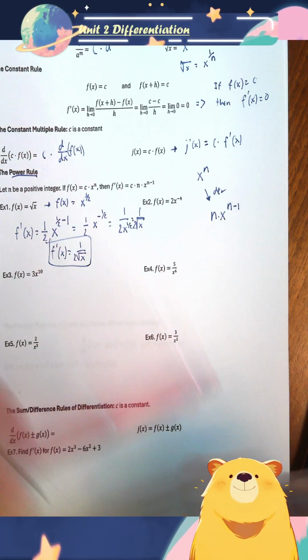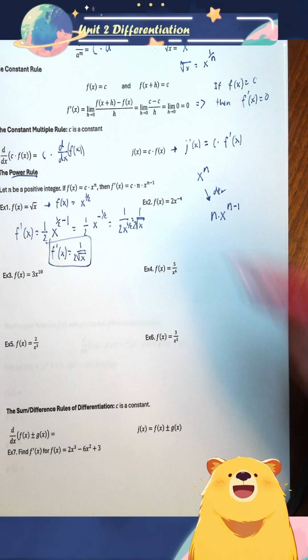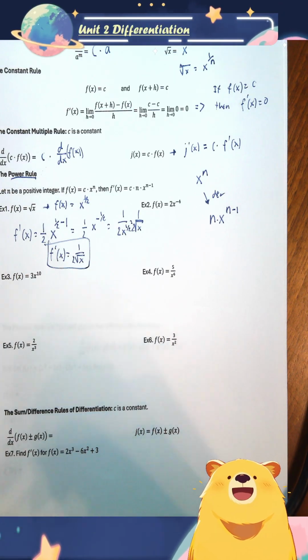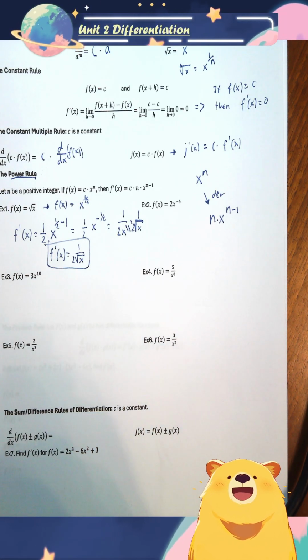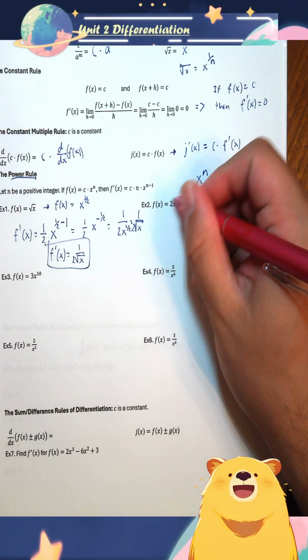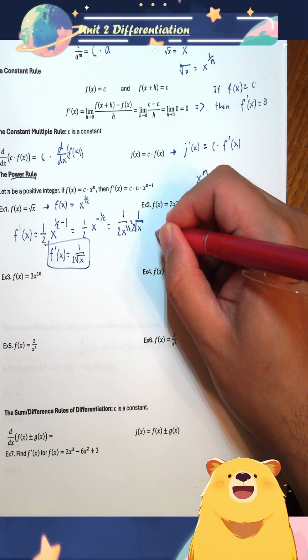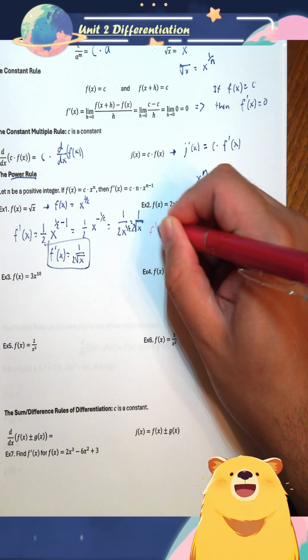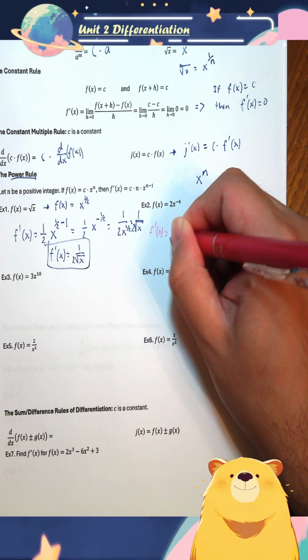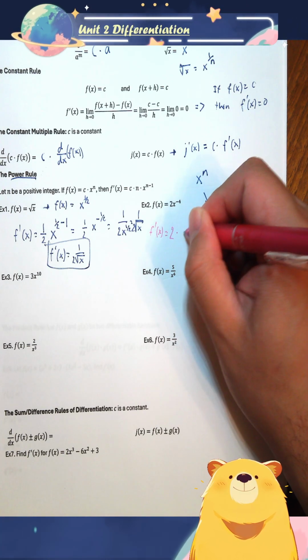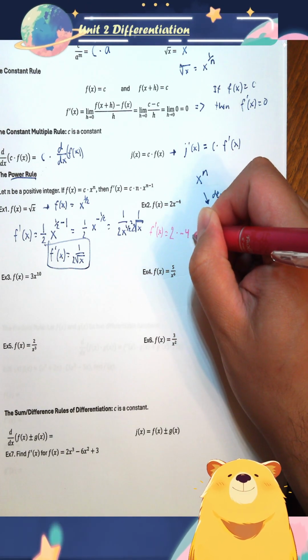All right. How about over here? So over here, for f prime, we simply just bring that power down and minus 1 from that power. So f prime, for this example 2, is going to look like 2, because it's the constant in front of it, times negative 4.